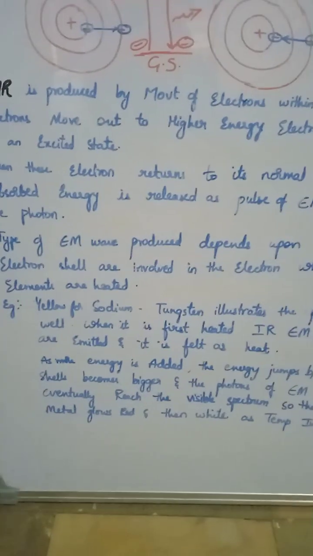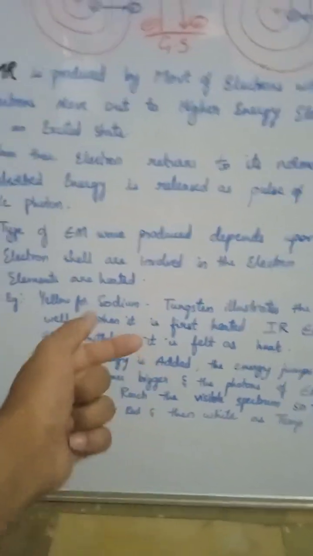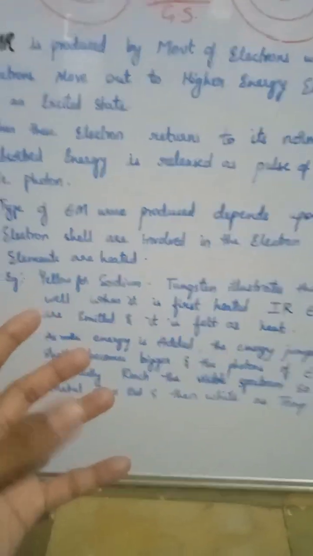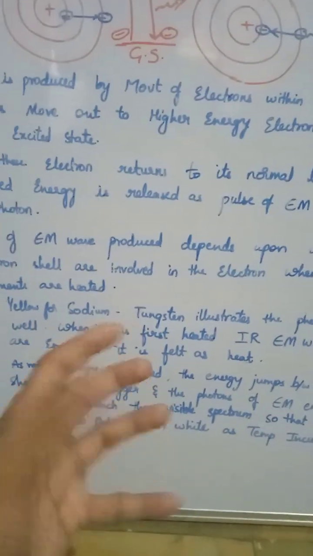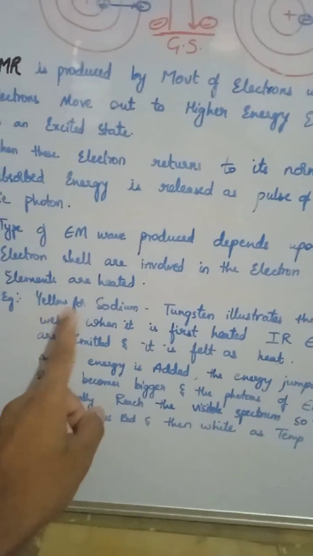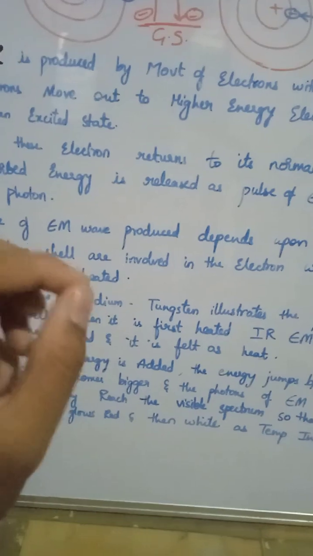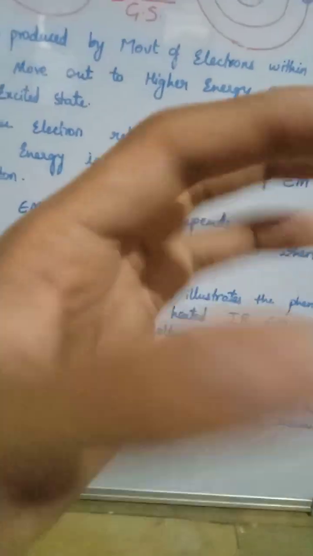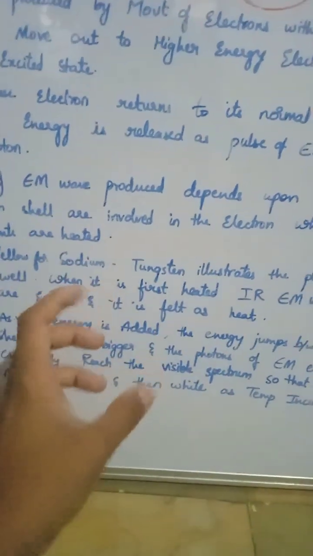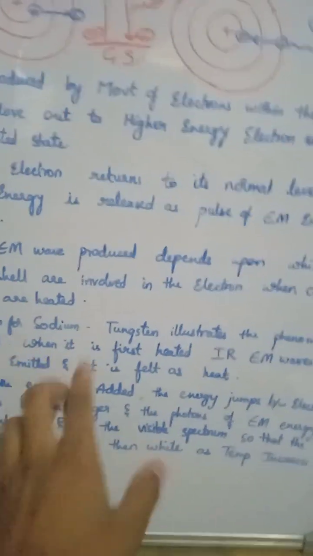Next, an example. Here I have given you yellow for sodium, and an example for tungsten, which we use in a bulb. It produces a lot of heat when it is switched on. In our bulb we fill it with a gas, and the tungsten is nothing but the filament. So tungsten illustrates the phenomenon well; the electromagnetic radiation phenomenon is seen well in tungsten.